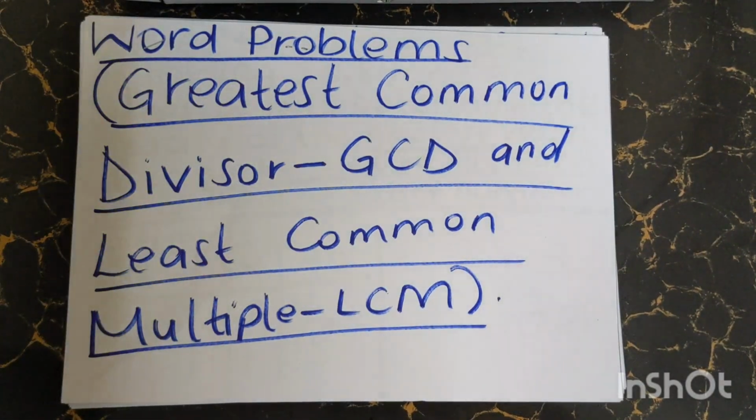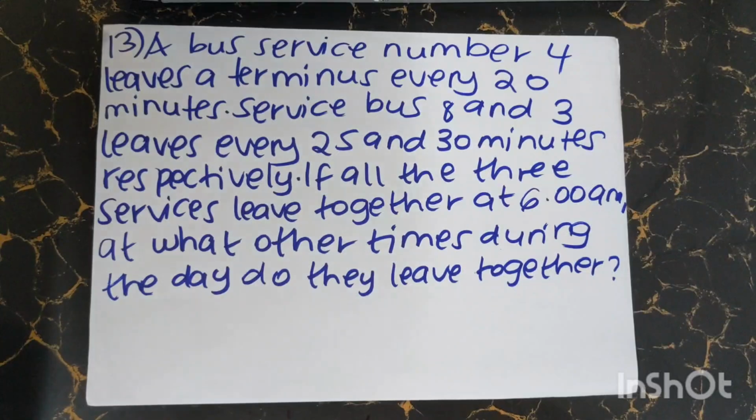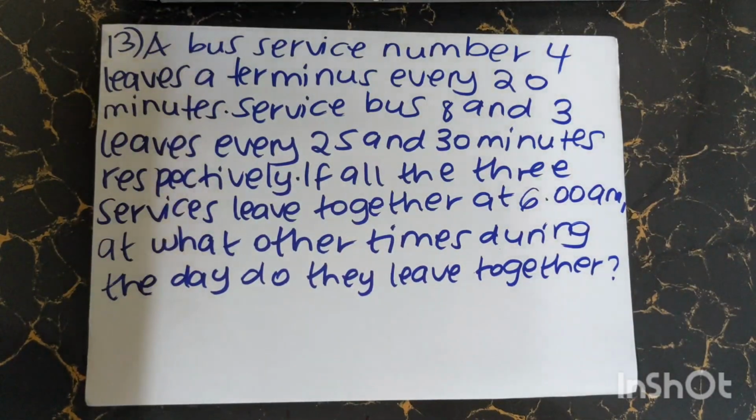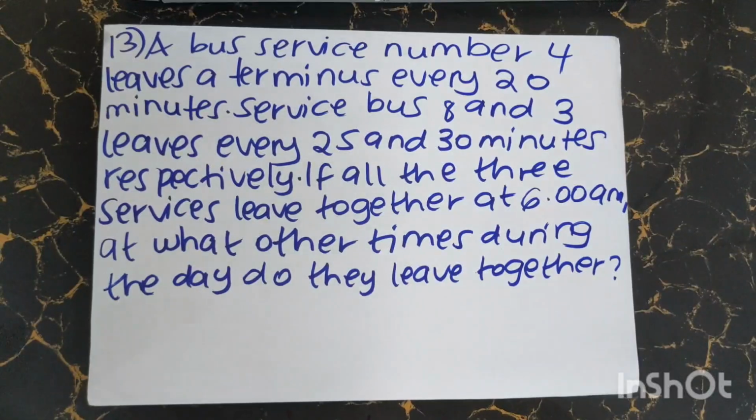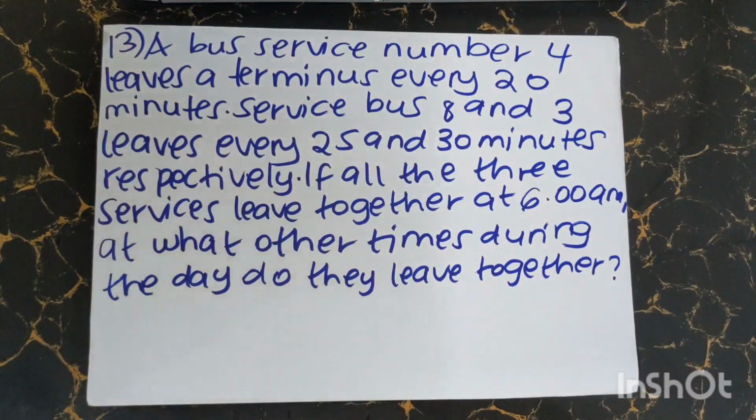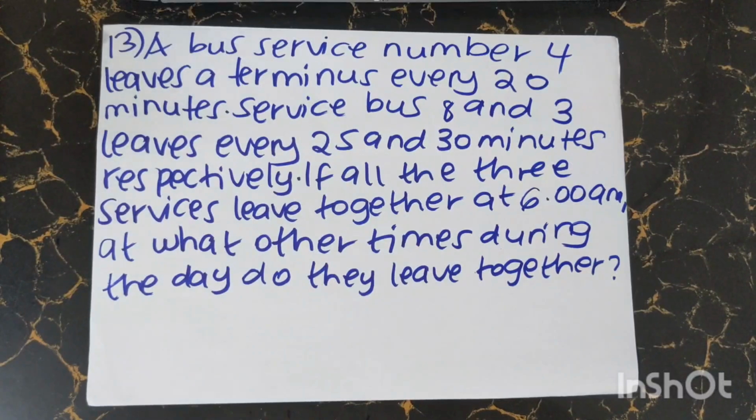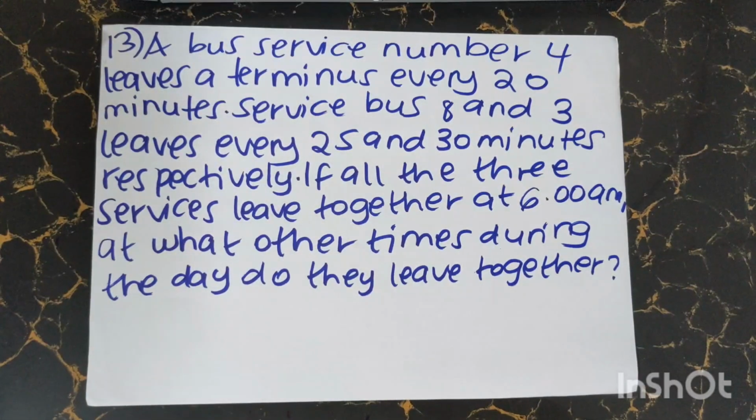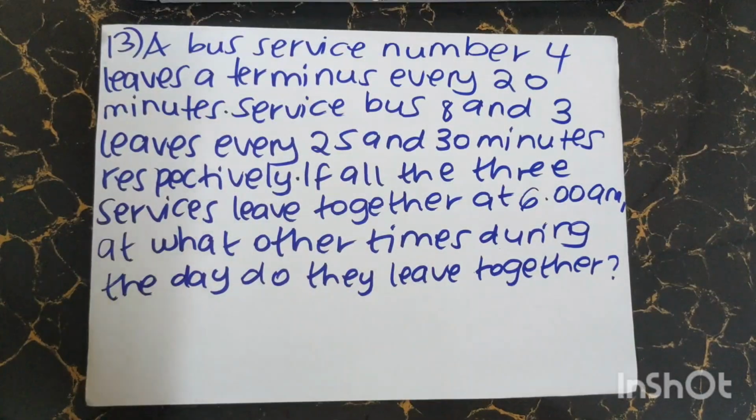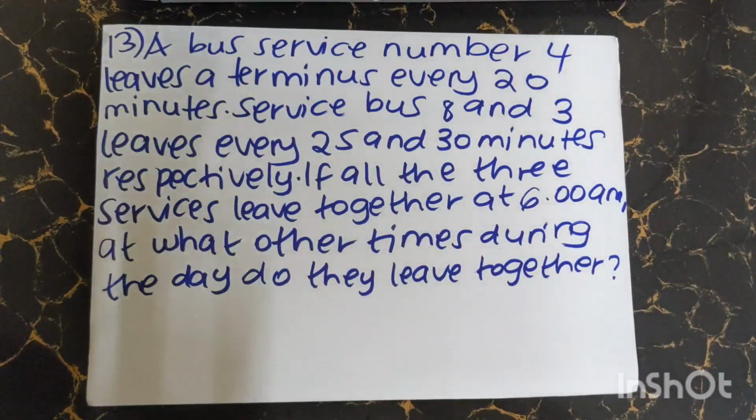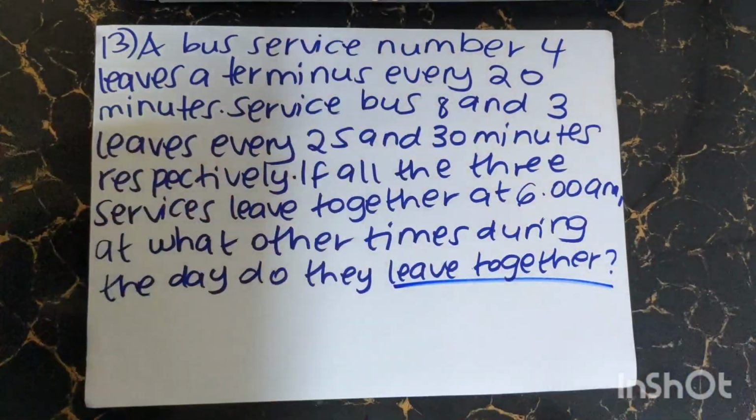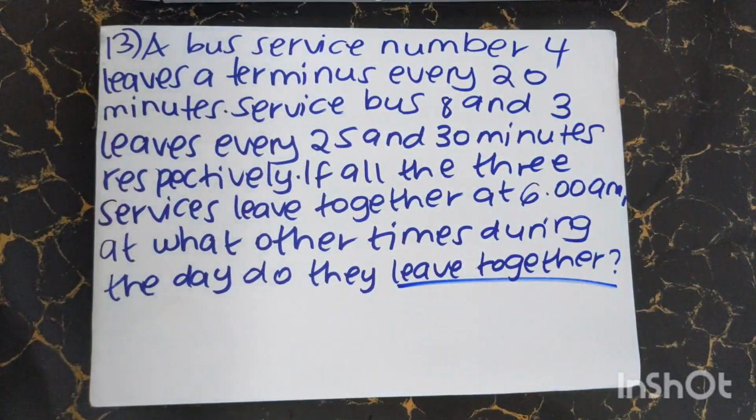Shall we begin? A bus service number 4 leaves a terminus every 20 minutes. Service buses 8 and 3 leave every 25 and 30 minutes respectively. If all the 3 services leave together at 6 a.m., at what other times during the day do they leave together? Okay, so the key word here is "leave together." That is the key word, okay?